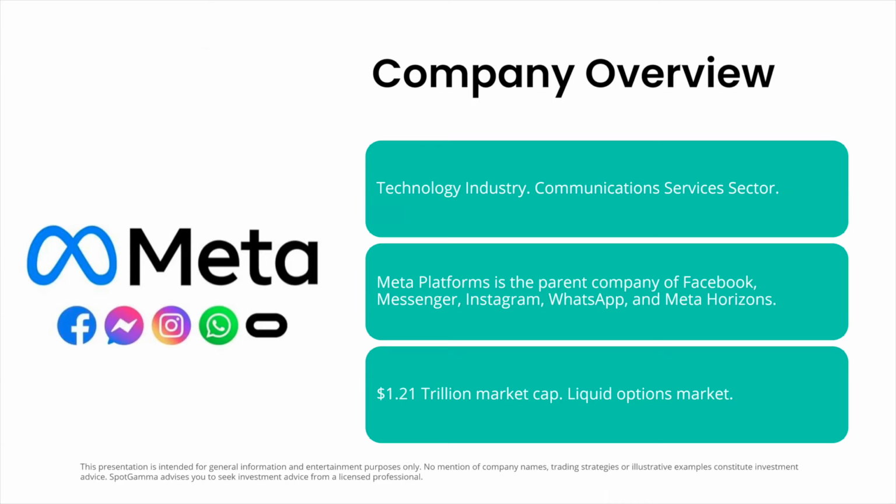First, here's a company overview. Everyone is probably familiar with Meta. It's one of the Magnificent Seven stocks. That's Apple, Amazon, Google, Meta, Microsoft, NVIDIA, and Tesla. Meta's in the technology industry and the communication services sector. Meta Platforms is the parent company of Facebook, Messenger, Instagram, WhatsApp, and Meta Horizons. Most importantly for traders, Meta is a very liquid stock that has very active options.